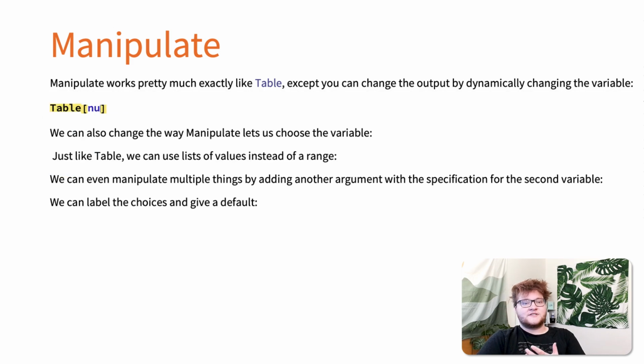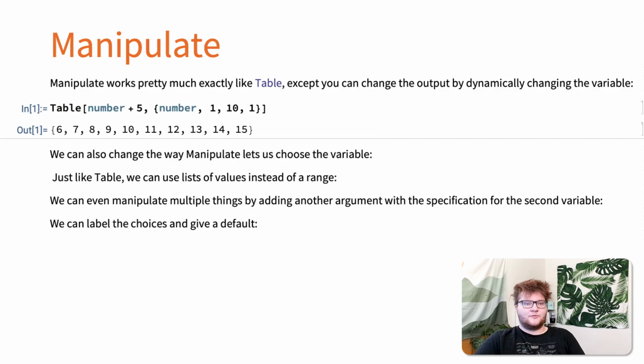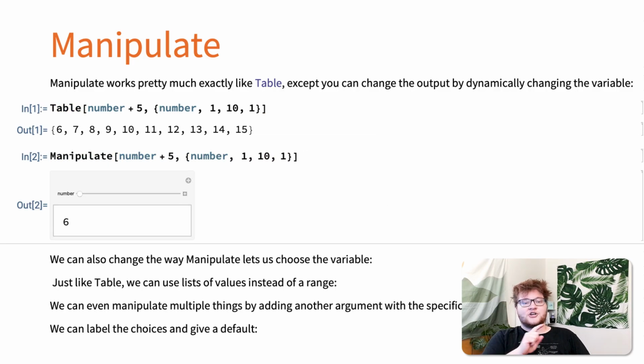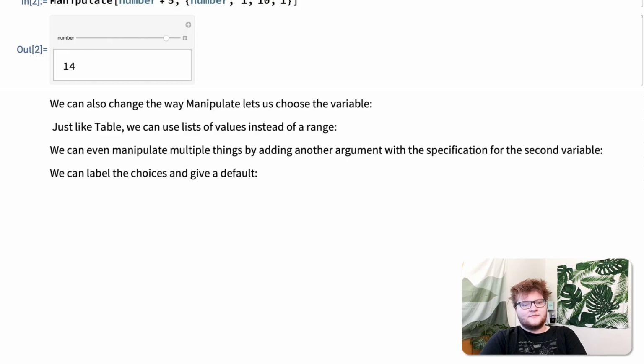So Table will give us the output from using the function, in this case adding 5, on each variable. It just gives us the list as an output. And Manipulate will give us an interactive output that lets us change which variable we're using the function on, with our little slider.